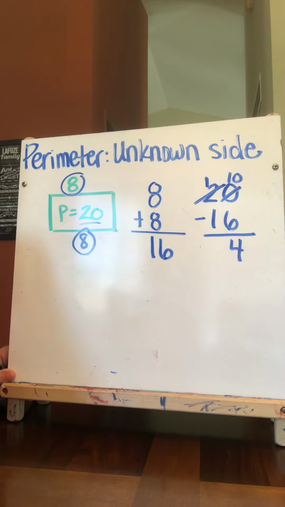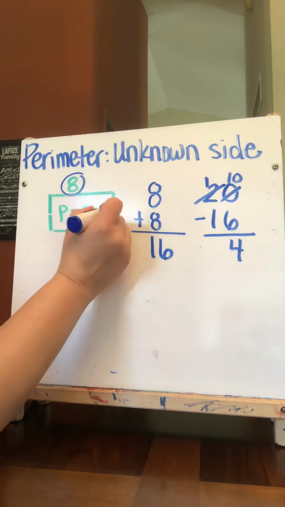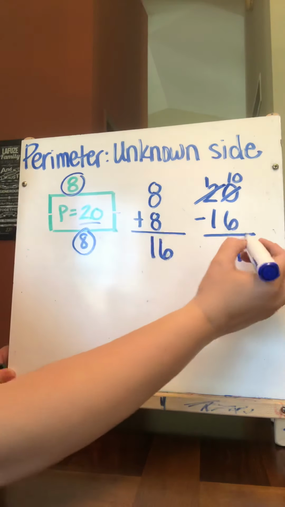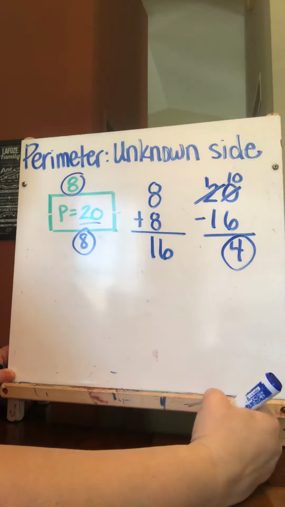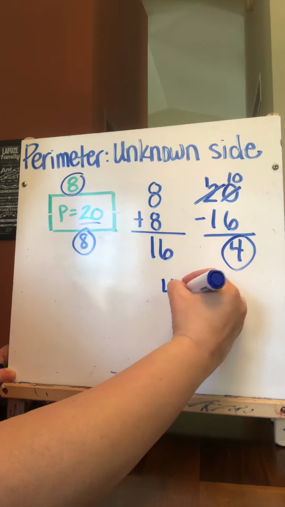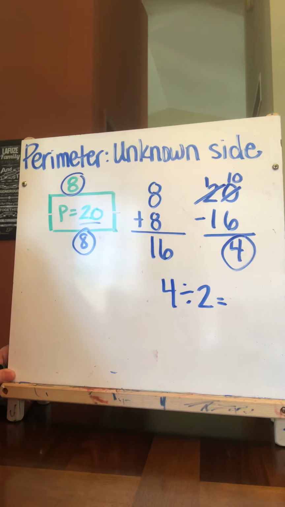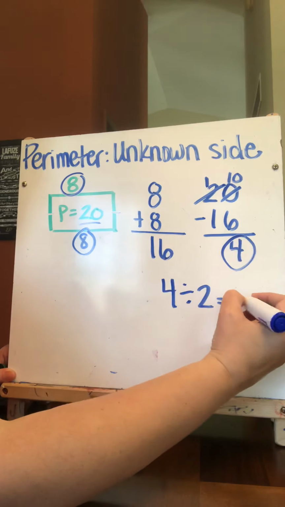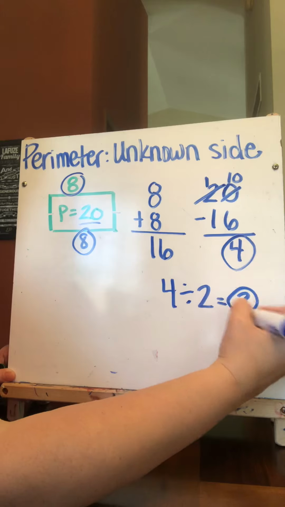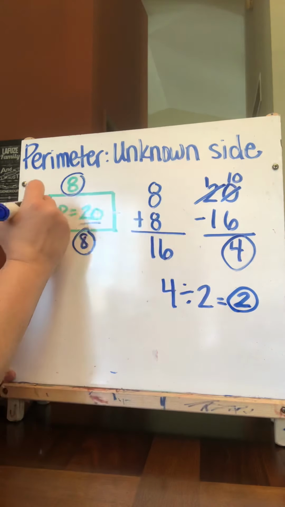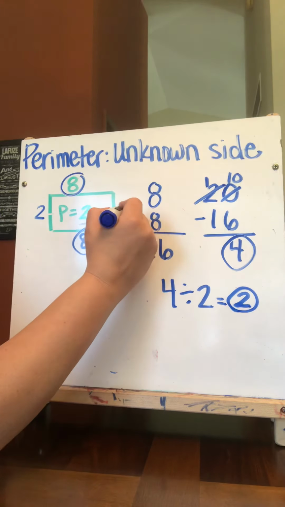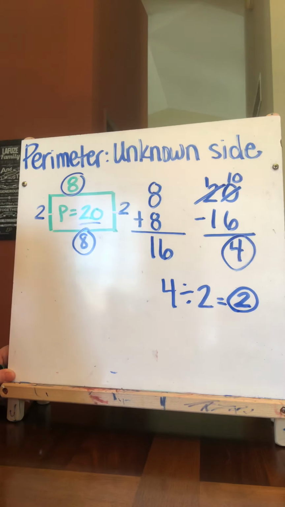So I want to think about how many sides I need to find. Well, I need to find 2 sides. So I'm going to take this number 4 that I had left, and divide it by 2, because that's the number of sides that I need to find the length of. 4 divided by 2 is 2. So each of these sides of my rectangle is 2.